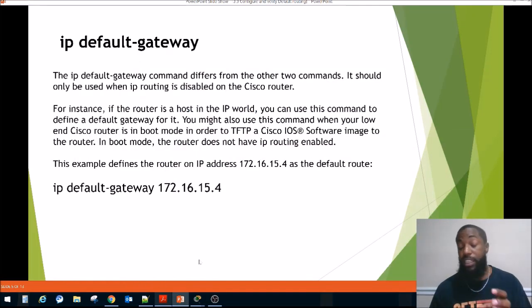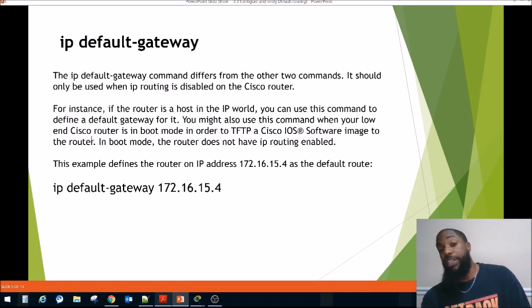So basically, if you have a router, a layer 2 switch, or even a layer 3 switch that does not have IP routing enabled on it, you can use this command to have it point to a default gateway. Or, if you're on a low-end Cisco router, you might also use this command when it's in boot mode in order to TFTP a Cisco IOS software image to the router. In boot mode, the router does not have IP routing enabled.